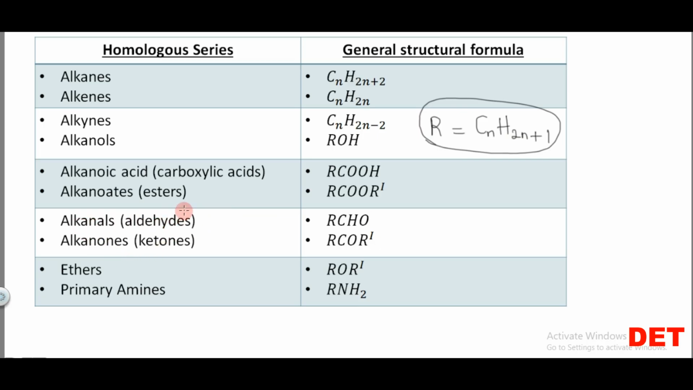The alkanals, which I also refer to as aldehydes, have the general structural formula RCHO. The alkanones, which are also referred to as ketones, have the general structural formula RCOR', where R represents your alkyl group. The ethers have the general structural formula ROR'. Then the primary amines have the general structural formula RNH2, and the alkyl group formula is CnH2n+1.